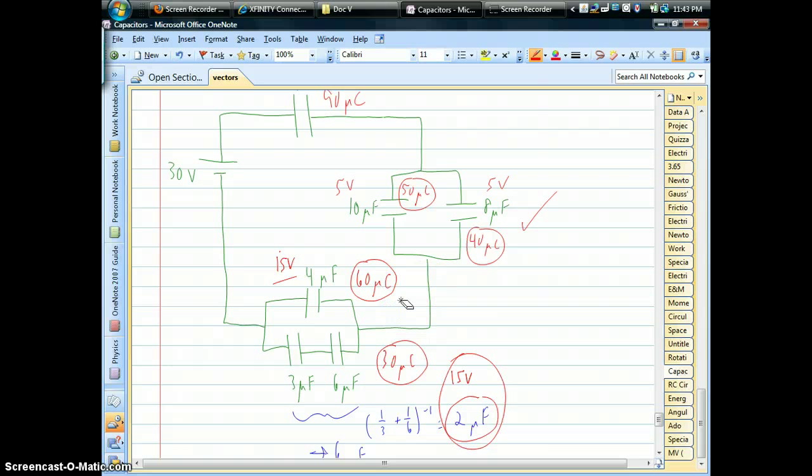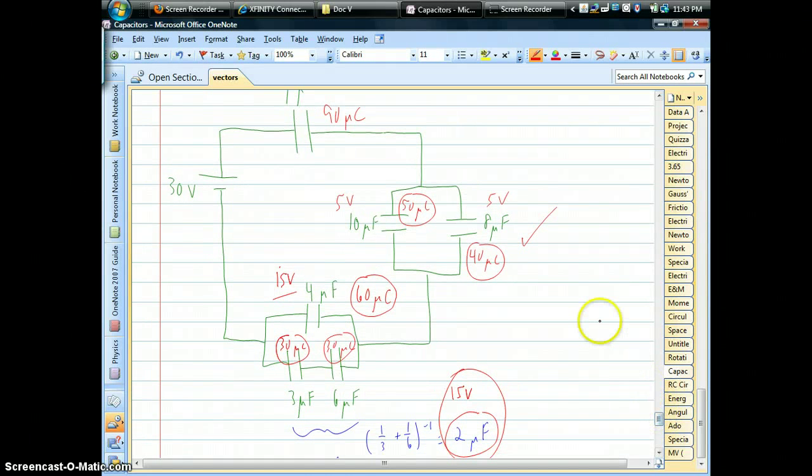And now how do you interpret the 30 microcoulombs on the bottom branch? Well, in reality, we've got 3 and 6 in series. Well, in series, you have to have the same charge. So you actually have that 30 microcoulombs on each of those capacitors. Okay. That's how it plays out. We're basically done.